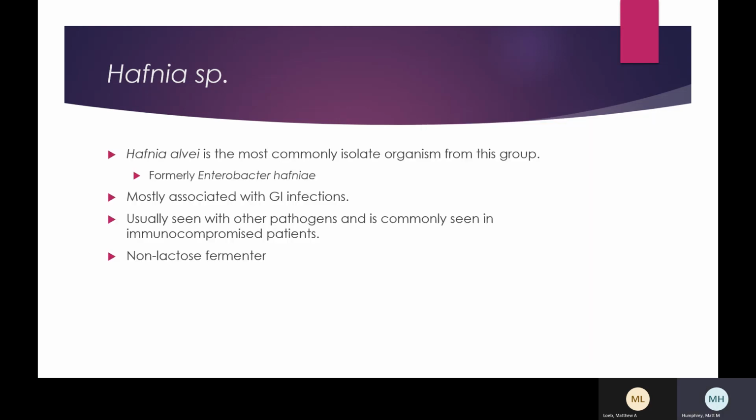But the big one from this is going to be Hafnia alvei, formerly an Enterobacter species. I just throw that in for historical context. It's mostly associated with GI infections, and a lot of times we overlook it in our stool cultures because normally it's going to be mixed in with a whole bunch of other stuff. And it's usually seen with other pathogens, so it's very rarely by itself, and it's commonly seen in immunocompromised patients. So that's usually where we see them, is catheter specimens from somebody who's been in the hospital for a long time, maybe for a kidney transplant or something like that.